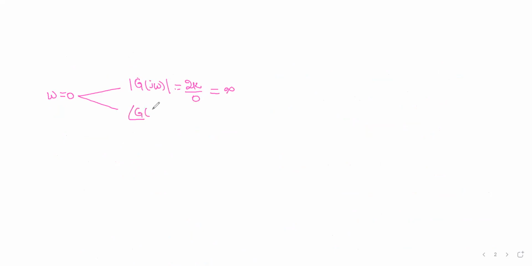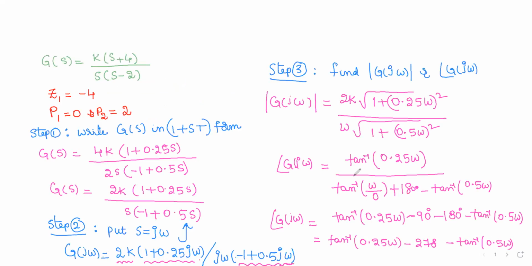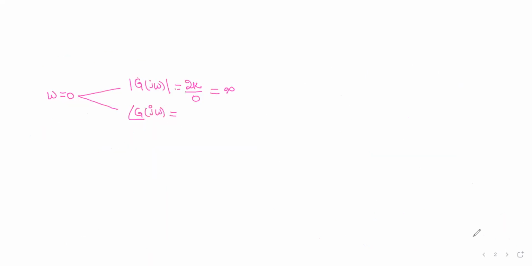Angle G of j omega. So substitute omega equal to 0. This gives tan inverse 0. Here also tan inverse 0. So we are left with minus 270 degrees. So the phase angle is how much? Minus 270 degrees. So let's combine these two, the magnitude and phase angle at omega equal to 0. At omega equal to 0, the magnitude is infinite and the phase angle is minus 270 degrees.